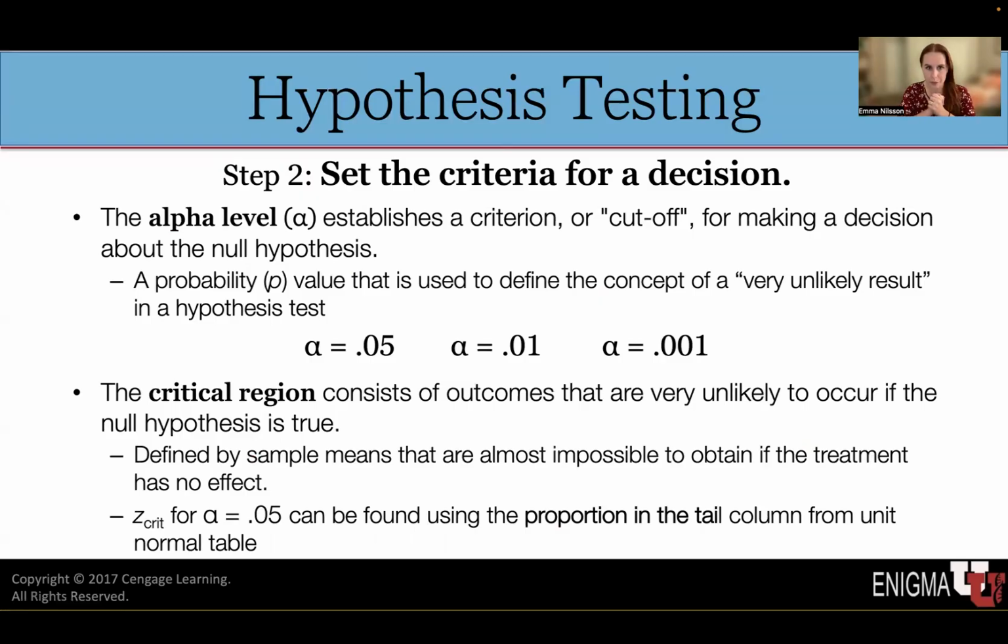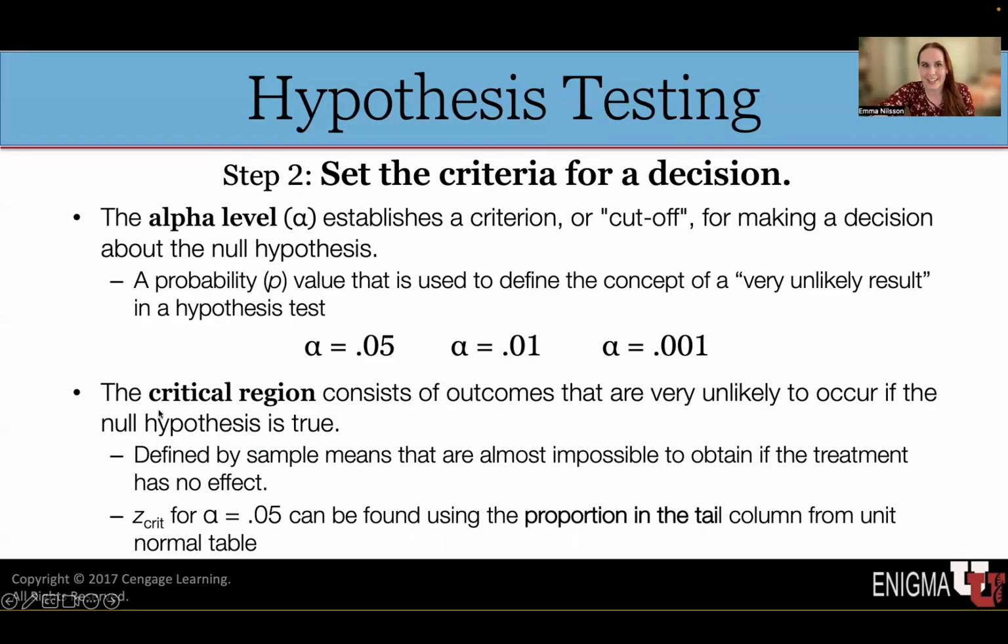By convention, commonly used alpha levels are 0.05 or 5%, 0.01, 1%, or 0.001, which is 0.1%.